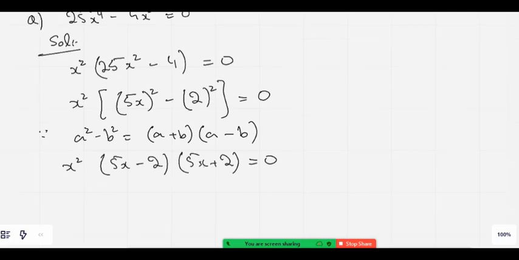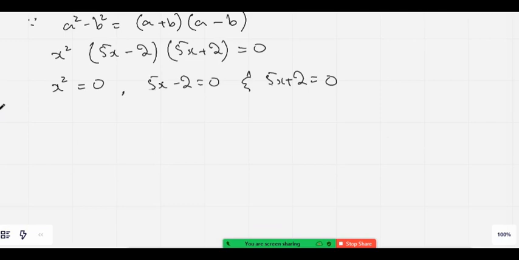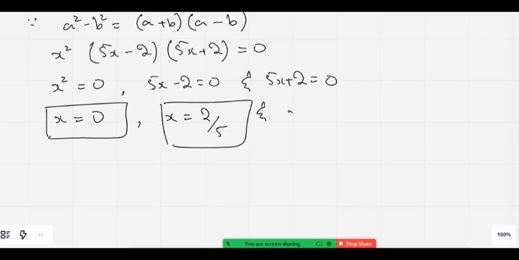Okay, so now equate these factors one by one to 0. Once you do this, you're going to get your nice answers within no time. So you take the square root at both sides, you're getting x equals 0, and then 5x equals 2, so x equals 2 by 5, and x equals minus 2 by 5.